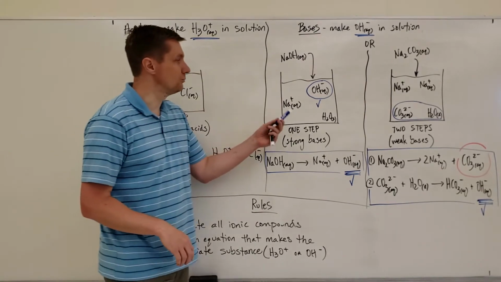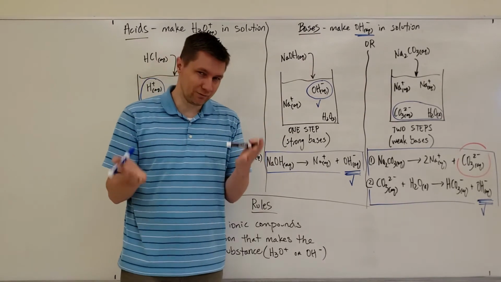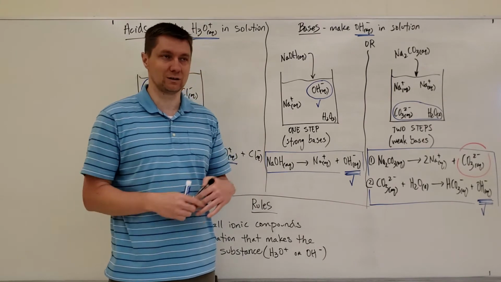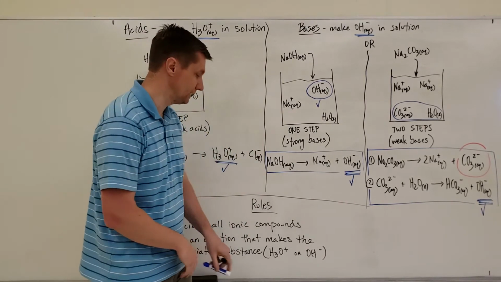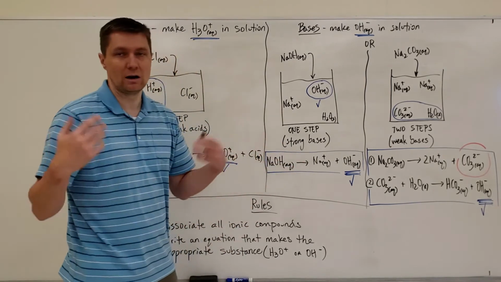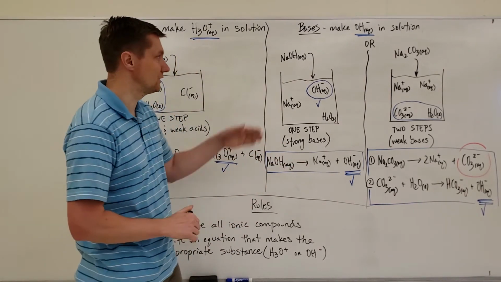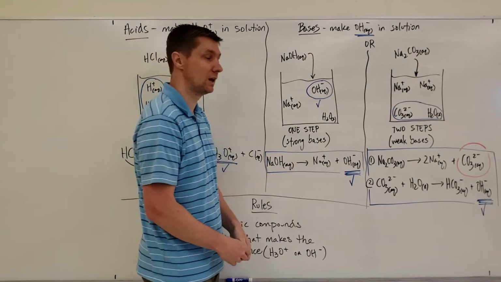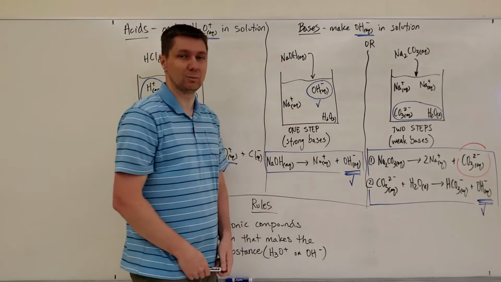If you come over here to bases, there's two different things you got to do for bases. Bases can either be strong or weak bases, and the strong bases are really simple and really easy. All you got to do is write a dissociation equation for that. So you can see I take NaOH and I put it into solution. It's going to dissociate into its ions, Na+ and OH-.